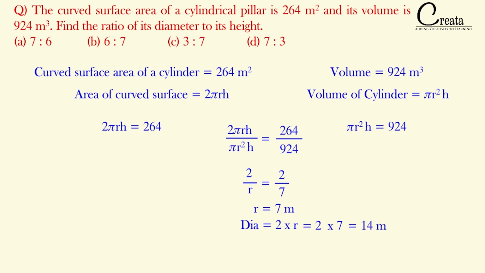Okay, we got the radius and the diameter. Let's find the height of the cylinder. Let's use this equation and we know r as 7 meter. Let's put the value. We got height of the cylinder as 6 meter. So we got diameter and height. Let's calculate the ratio. On putting the value, we got the final ratio as 7:3. That is the answer of this question.